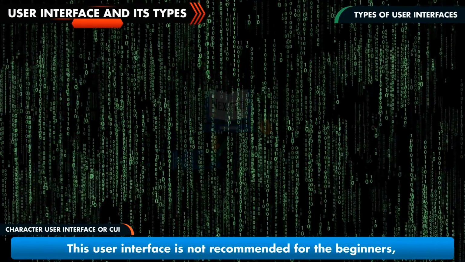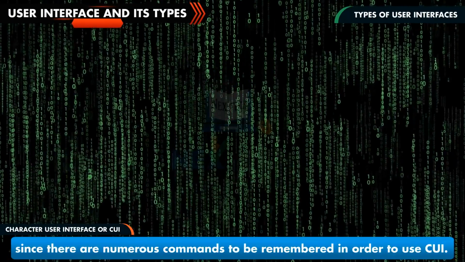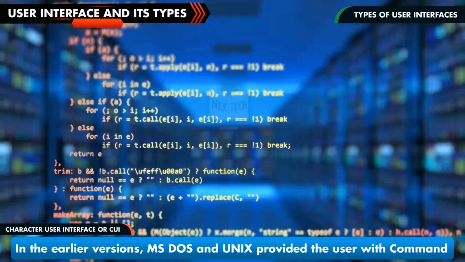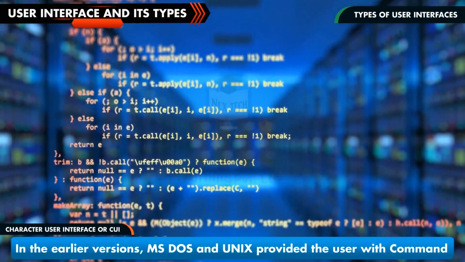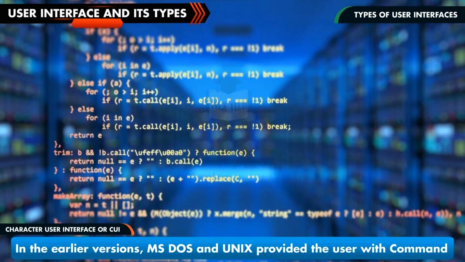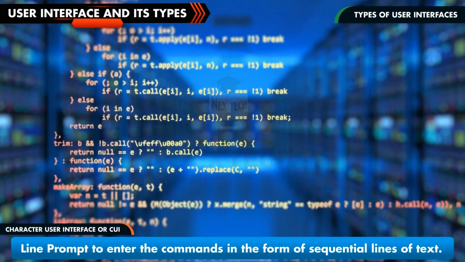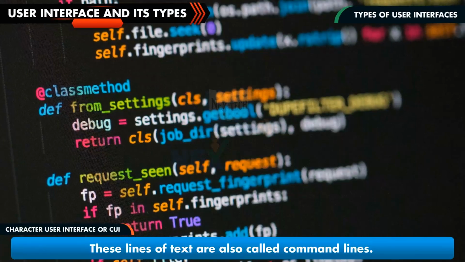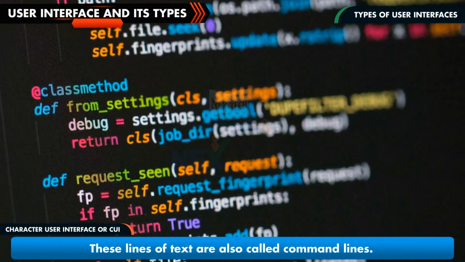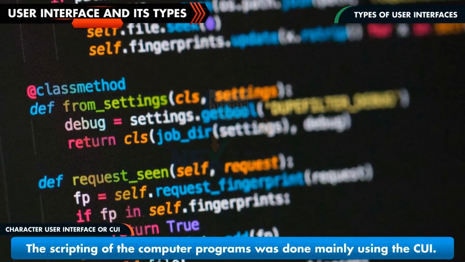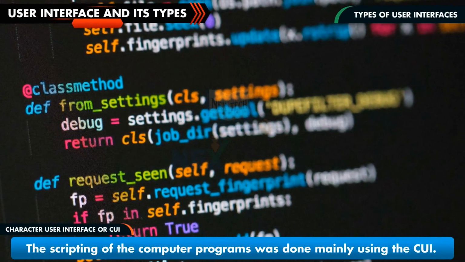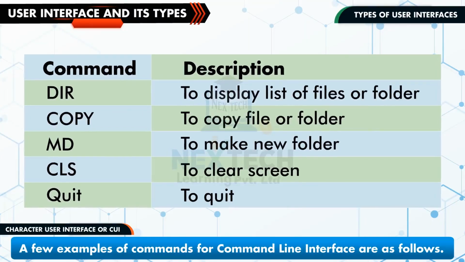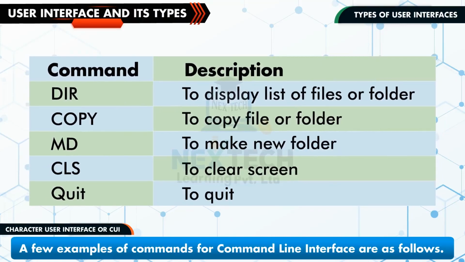This user interface is not recommended for the beginners since there are numerous commands to be remembered in order to use CUI. In the earlier versions, MS-DOS and Unix provided the user with command line prompt to enter the commands in the form of sequential lines of text. These lines of text are also called command lines. The scripting of the computer programs was done mainly using the CUI. A few examples of commands for command line interface are as follows.